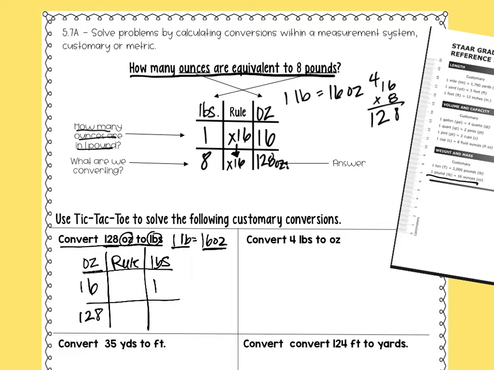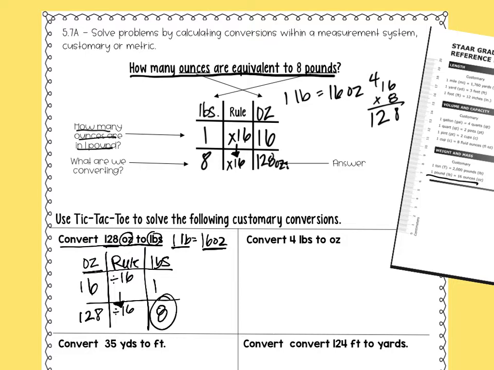And I'm going to figure out my rule. I want to know, how do I get from 16 to 1? Well, I know that I am getting smaller. So I'm going to take 16 and divide it by 16 to get to 1. And 128 divided by 16, because if I do it to the top, I have to do it to the bottom. And 128 divided by 16 is 8. So 128 ounces is equivalent to 8 pounds.